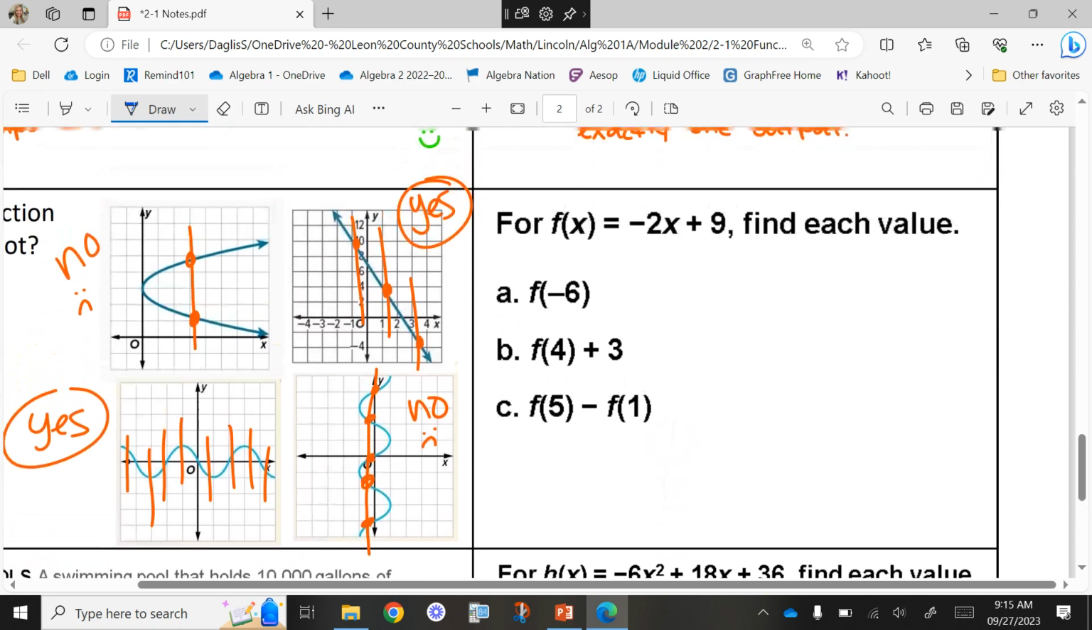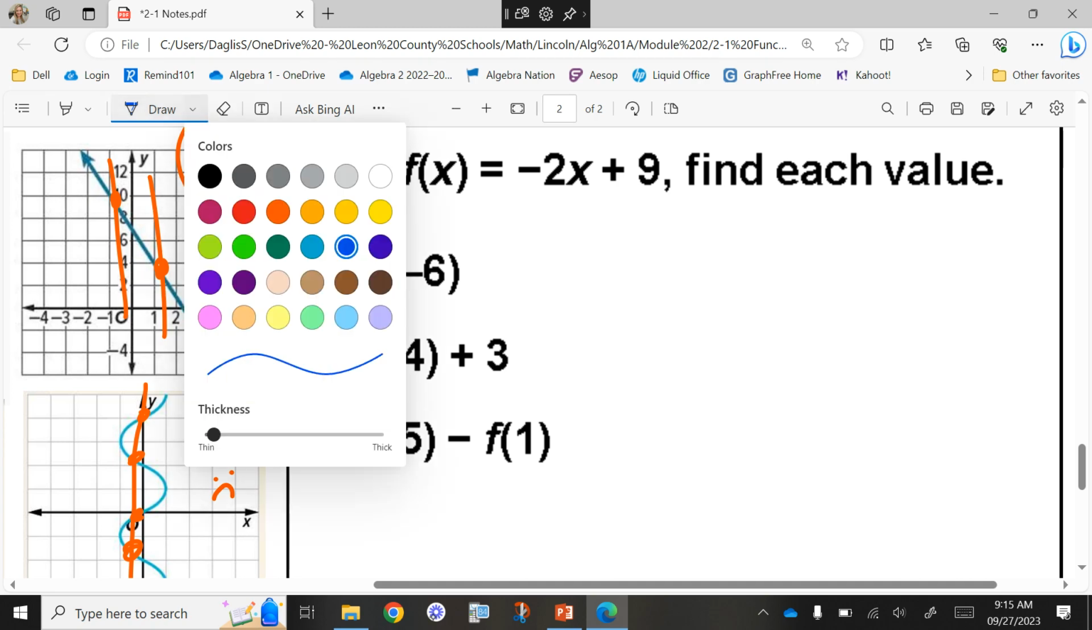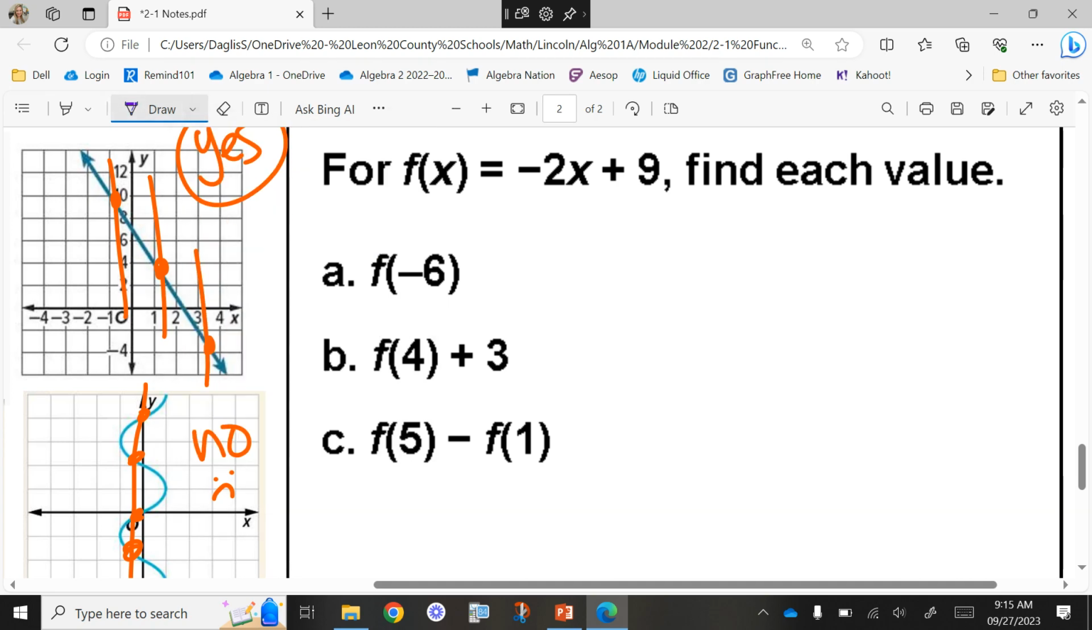All right. We are going to evaluate f of x equals negative 2x plus 9 first. Okay, so see I have f of negative 6, f of 4, f of 5, f of 1. All of those x's are being changed to a different value each time. Okay, so my first one has f of negative 6, so I'm going to replace my x with a negative 6. So instead of 2 times x, it's going to be negative 2 times negative 6 plus 9.